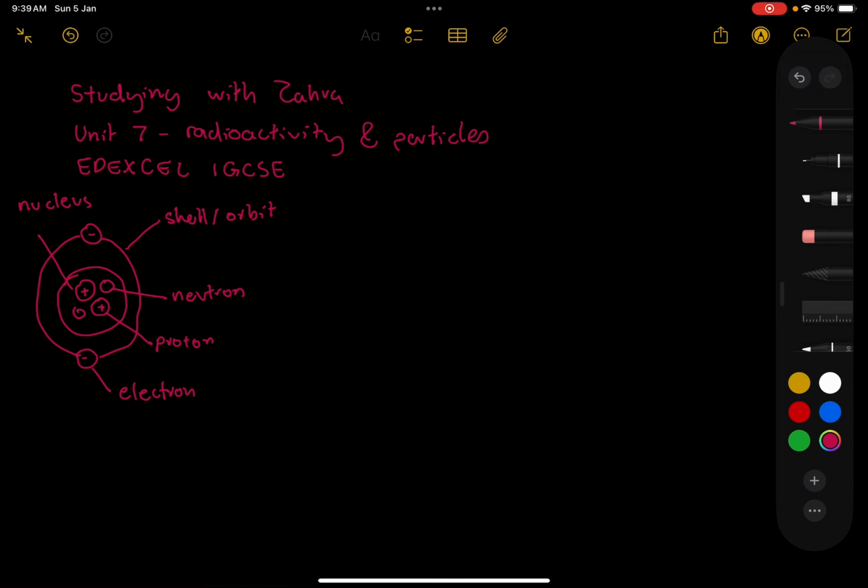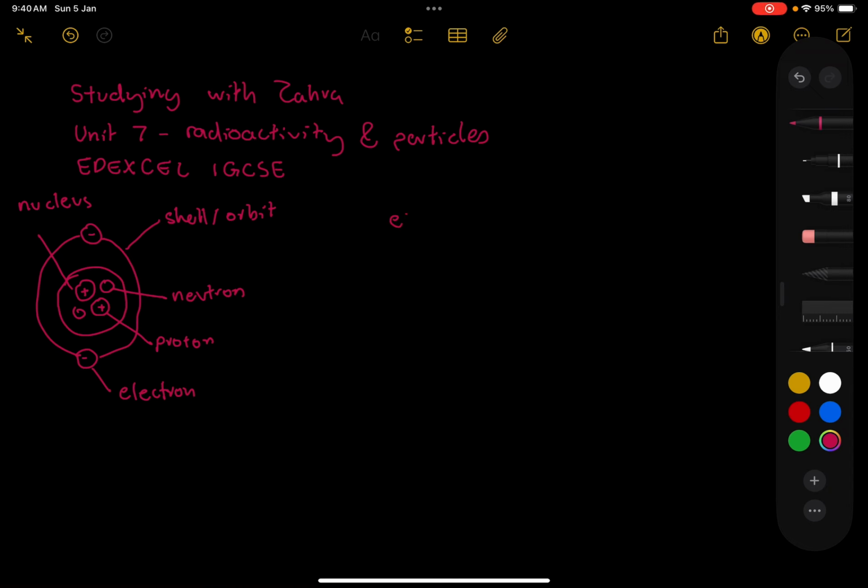And protons carry a positive charge. Neutrons, as the name suggests, are electrically neutral or uncharged. And the amount of charge on a proton is equal to that on an electron, but it's opposite in sign. So a proton is a positive charge and an electron is a negative charge.